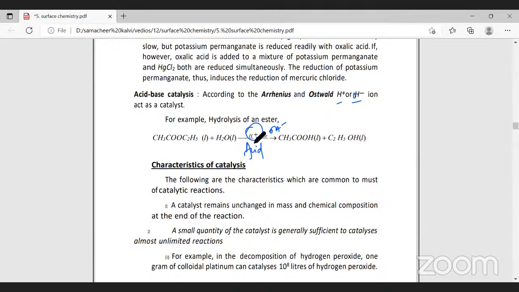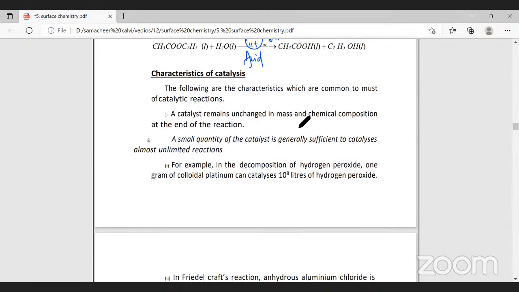Now we are supposed to learn the characteristics of the catalyst. The following are the characteristics which are common to most catalytic reactions. A catalyst remains unchanged in mass and chemical composition at the end of the reaction. So the catalyst will take part in the reaction, but at the end of the reaction, the catalyst remains the same or unchanged in mass and also in chemical composition.